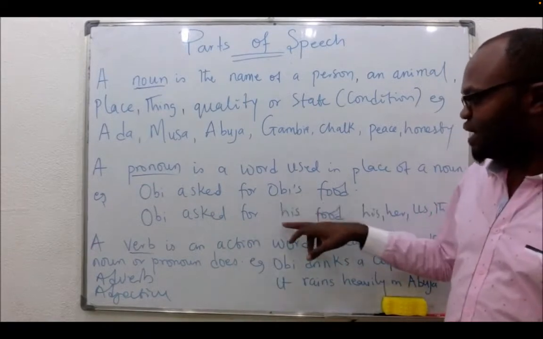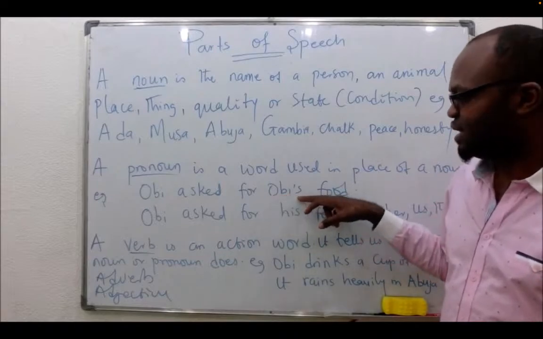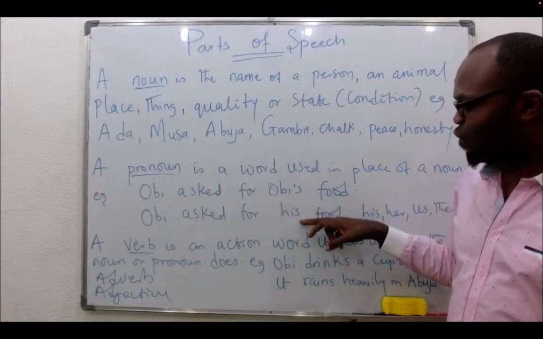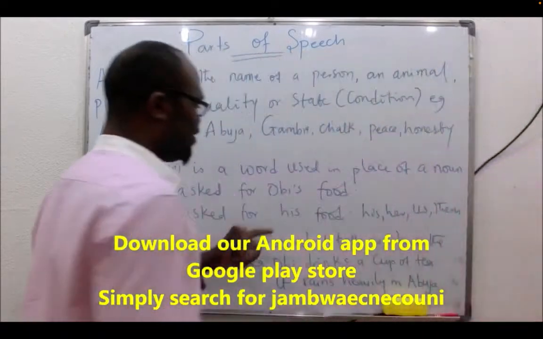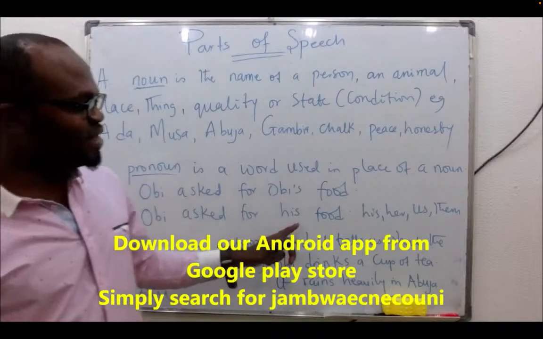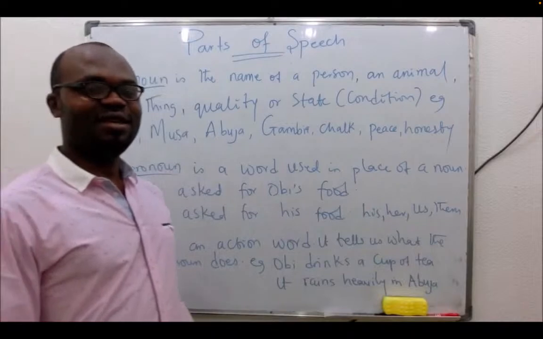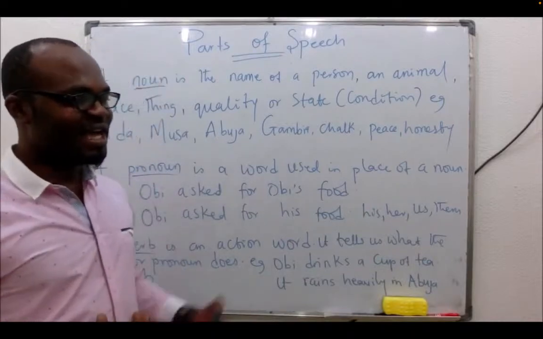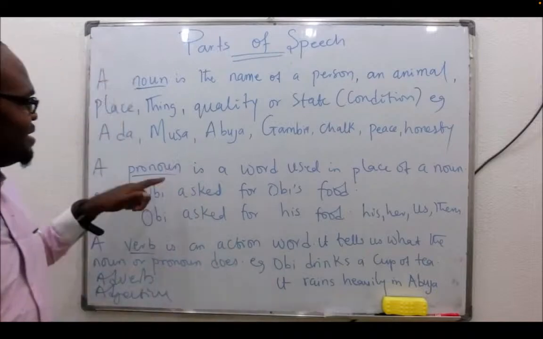Instead of Obi's, you now replace this noun. I told us that the name of a person is always a noun. You replace it with another word, his. This his is a pronoun. So any word that you can use to replace a noun is a pronoun. Other examples of pronouns are his, her, us, them, we. Instead of saying I and you, understand? We. All those representations, they are known as pronouns.